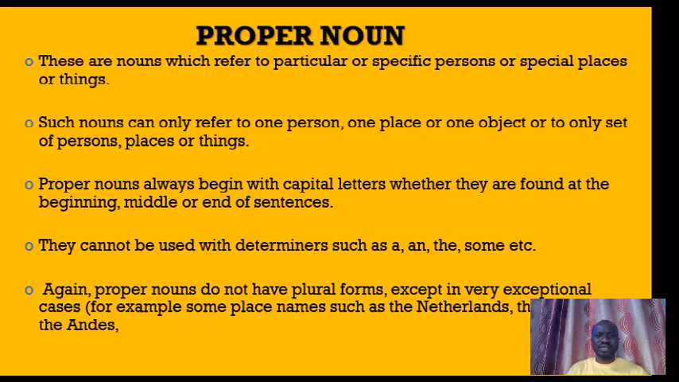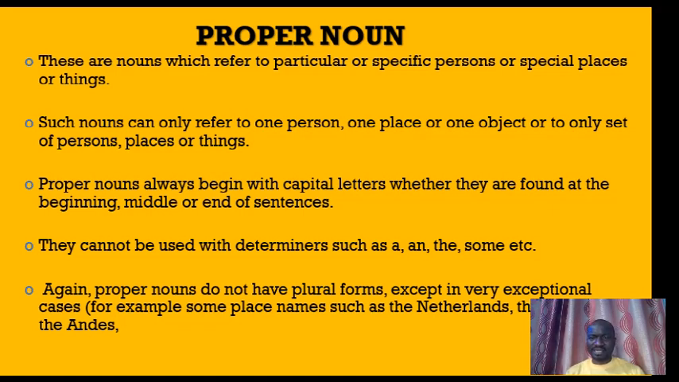Proper nouns always begin with capital letters, whether they are found at the beginning, middle, or at the end of the sentence. Please, let's take note of this. So when you are writing, you make sure that wherever you want to use your proper nouns, you use capital letters to start them. And one clue about it is that it talks about one person, one place, one object, and a set of people. Take note of that. Let's go ahead.